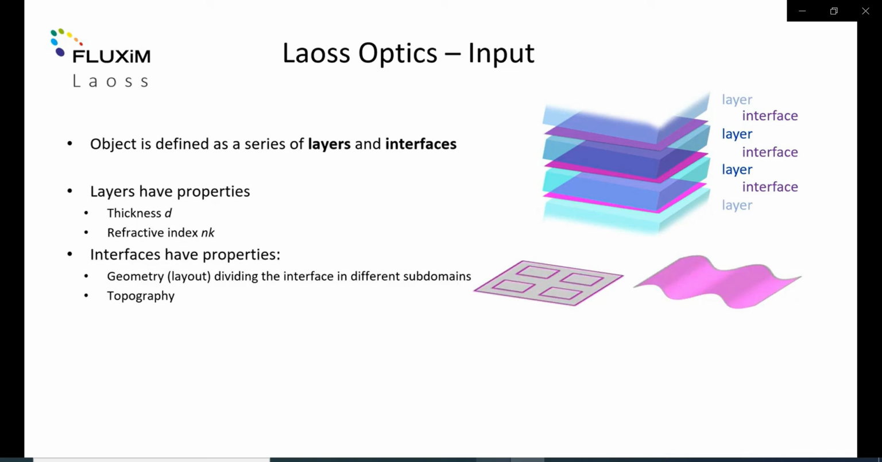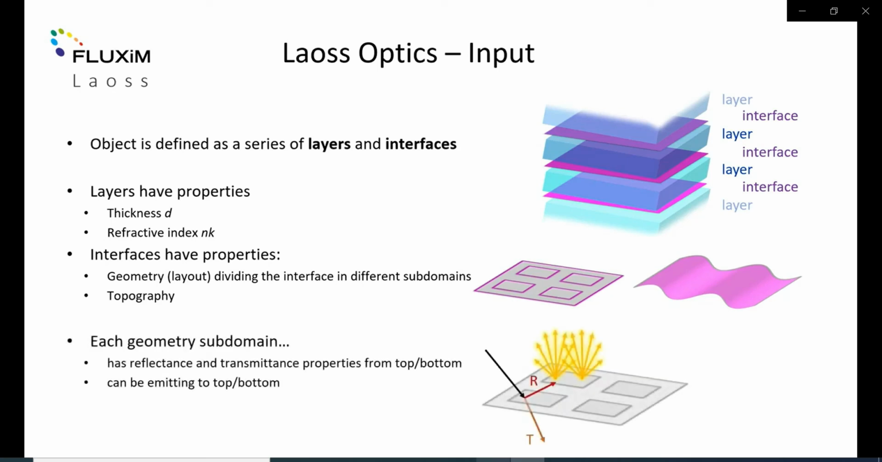The interfaces, for example, are defined by geometry or layout and topography. The geometry itself is further divided into subdomains, for example, 4 pixels shown here. Each of these subdomains is characterized by reflectance, transmittance, and optionally emissive properties.